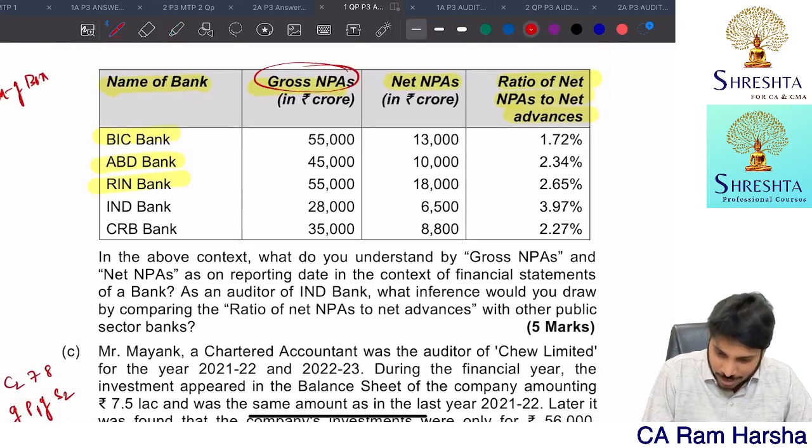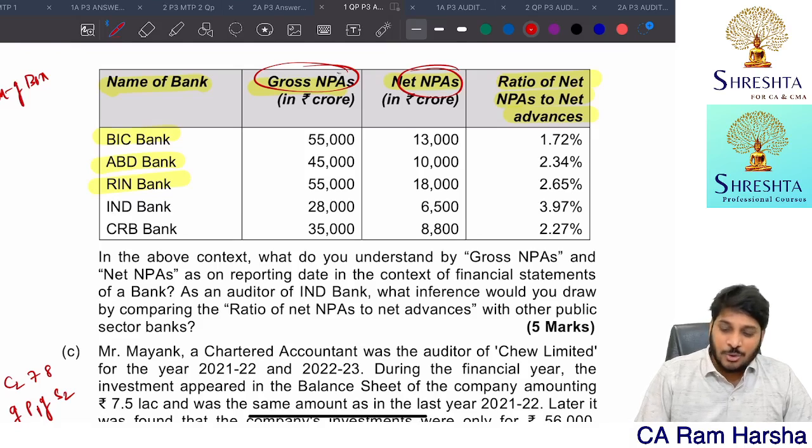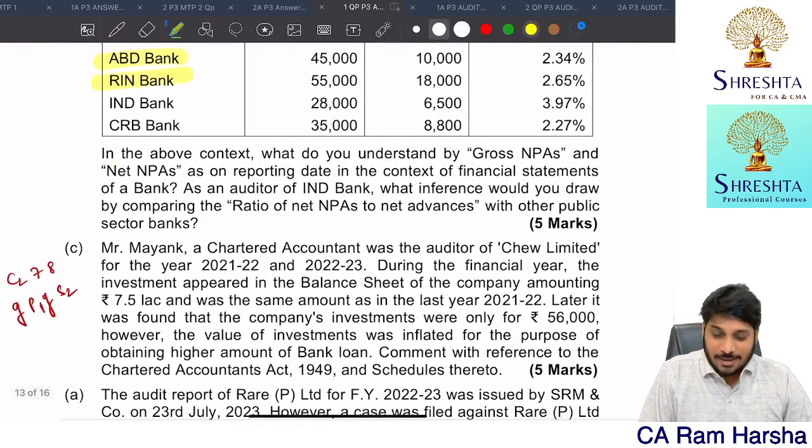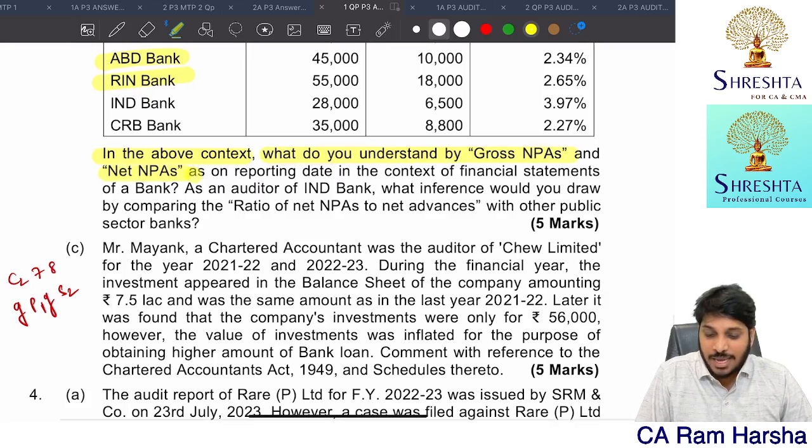First of all, what is a gross NPA? What is a net NPA? No information is there in our bank audit chapter at all. Fine. Look at the question, what they're asking. In the above context, what do you understand by the term gross NPA, net NPA as on the reporting date in the context of financial statements of a bank? As an auditor of this bank, what inference would you draw by comparing the ratio of net NPAs to net advances with other public sector banks?